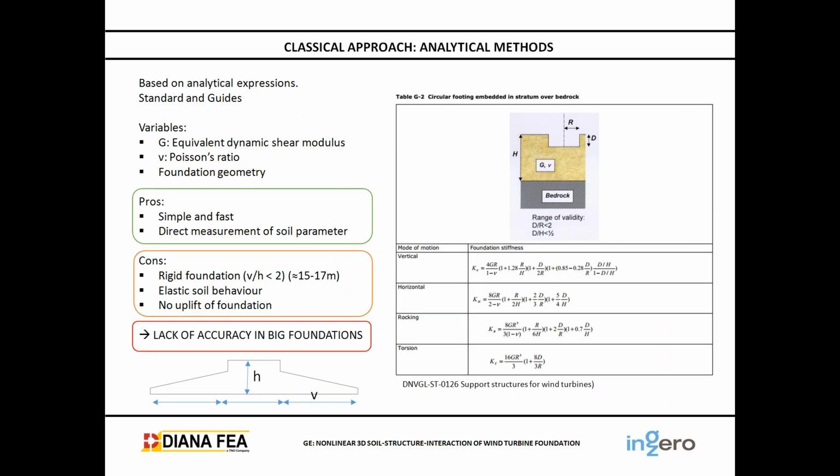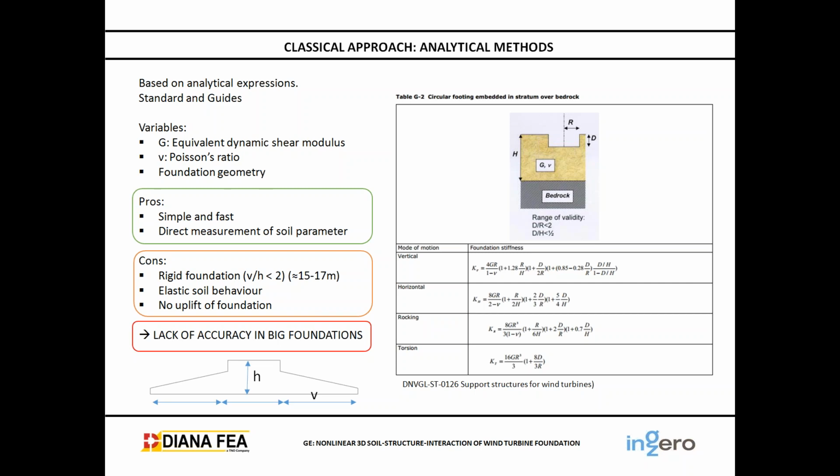So let's have a quick look at the classical approach. Here we have an example of the DNVGL guide. It's based on analytical expressions, and it's included in standards and guides. The variables we use to represent the foundation and the terrain are the equivalent dynamic shear modulus and the Poisson's ratio, and of course, the foundation geometry. The pros of this method are that it's very simple and fast, and you can have a direct measurement of soil parameters in order to determine the parameters you need to use the method.